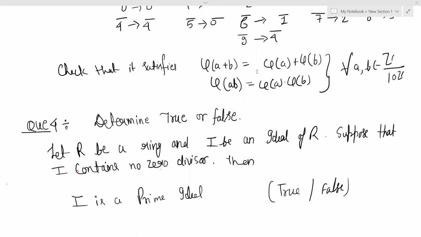So give me a counter example. You can take the zero ideal. Z6.